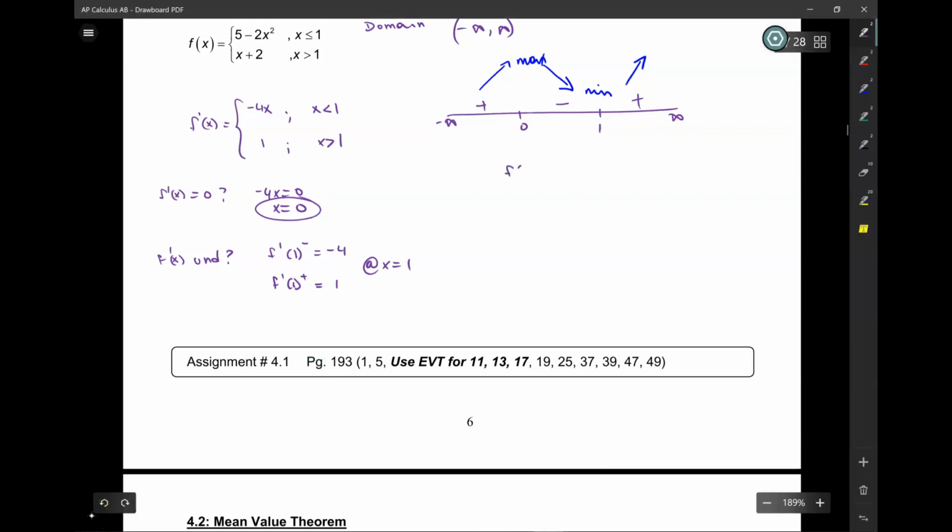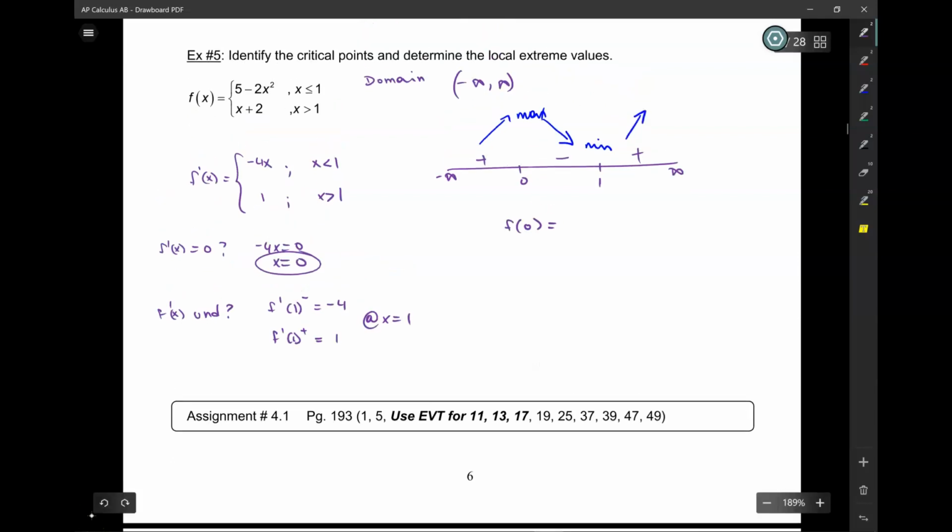Okay, so look, f of 0, we plug it into the top one, 5 minus 2x squared. So it's 5 minus 2 times 0 squared. That's 5. And then f of 1, I plug it in the same one. I get 3. So here, these are my max and min, right? So I say max and min.